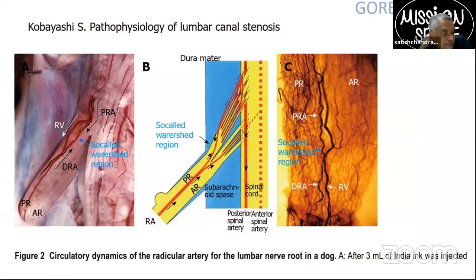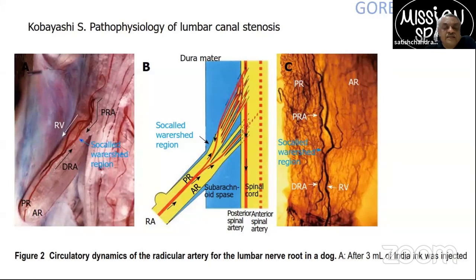Then we go to this slide, which I picked up from this paper by Kobayashi, who is talking about pathophysiology of lumbar canal stenosis. And the point which the paper is making is very simple. You have a proximal radicular artery, and you have a distal radicular artery and the radicular veins. And then we have a zone which is called a watershed zone. Now, there are a lot of things which happen in this area in the form of hypoxia because of arterial compression and venous congestion and give rise to the symptoms, to put it very simply.